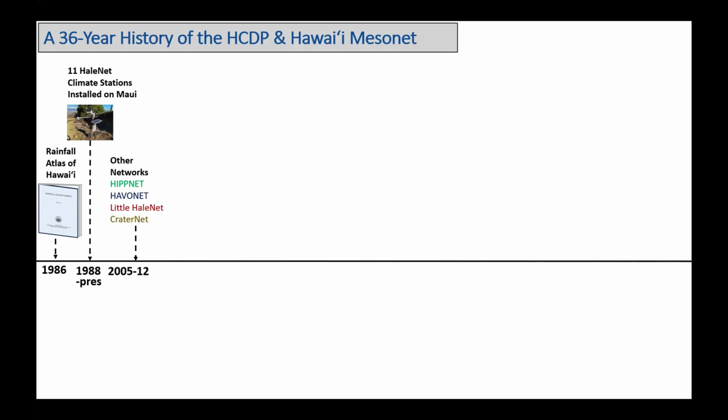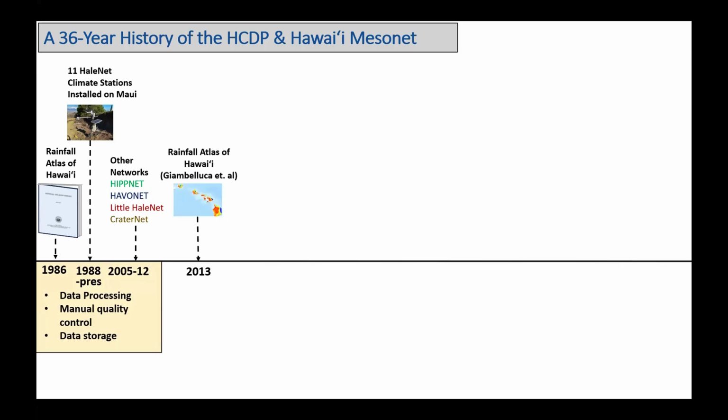Other networks were developed between 2005 and 2012. So this period from 1986 to 2012 was a period of starting to collect data in Hawaii, starting to figure out how to store it, how to quality control it, just getting our feet wet. And I was involved in this process in the later part of this.